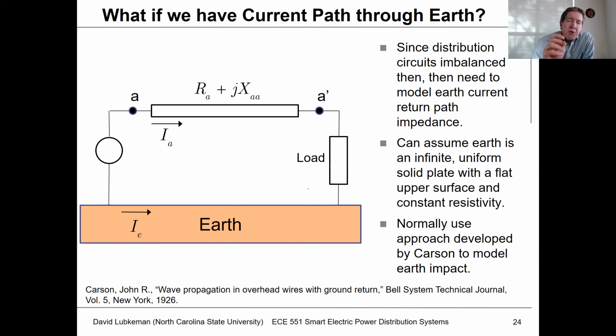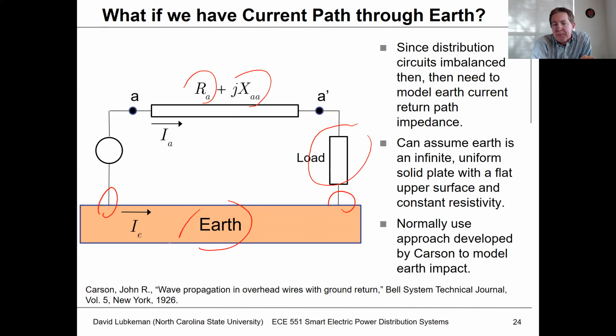So let's suppose I had a wire, and that wire had a resistance, and it had a self-reactance. And let's suppose I just took this one wire, hooked it up to a load at the end, hooked it up to the source at the beginning, and on both sides I interconnect to the earth through some grounding stakes, let's say. Well, how do I model the impact of this earth?